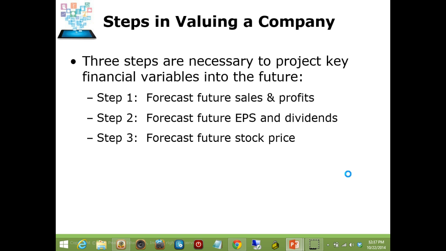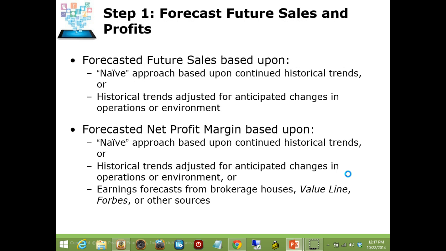Somehow, unexpectedly, companies' expenses went up, or their advertising became more aggressive, and it eats more into the profits from their sales. So everything isn't always the same. It isn't always the same percentages, but we're trying to hope that it will be close. Okay, so forecasting future sales is based upon historical trends, and historical trends adjusted for anticipations and changes in operations or environment.